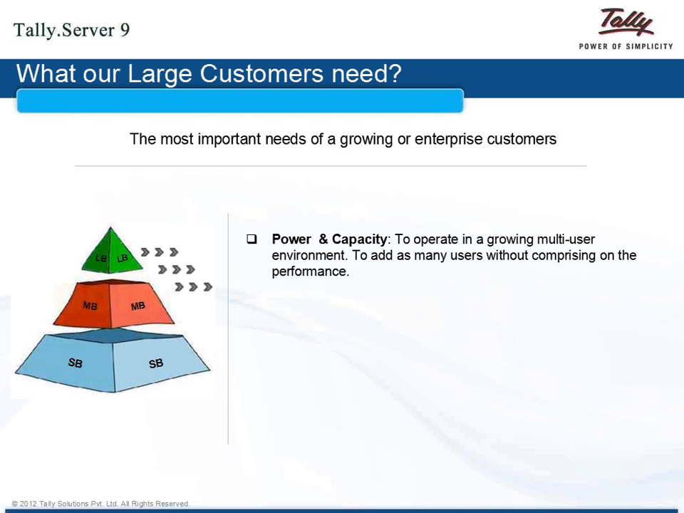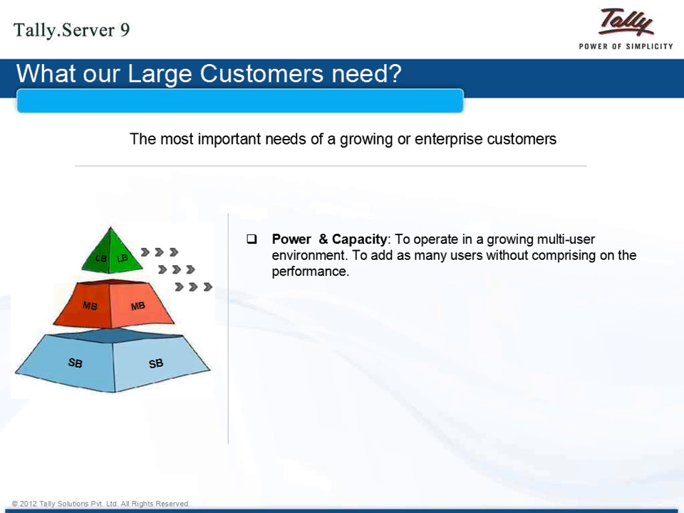But if the requirement changes to transport heavy loads across cities, will the vehicle serve the purpose? No. A vehicle needs to be designed to a greater power to accommodate heavy duty requirements. The power to operate in a growing multi-user environment and the power to add as many users without compromising on the performance parameter, resulting in a highly scalable environment. That's with the power and capacity.